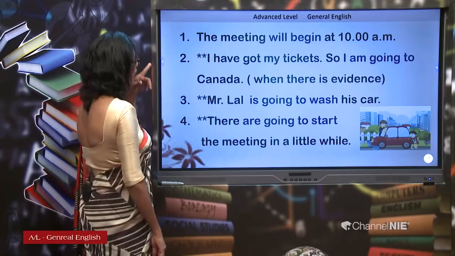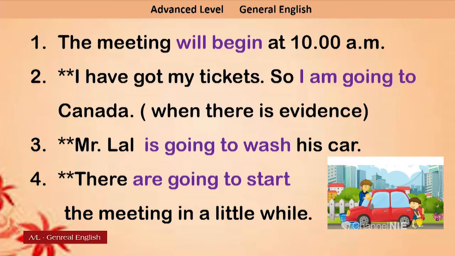The meeting will begin at 10 a.m. Right, so then again, the meeting will begin at 10 a.m. Future tense, will and begin. But look at the next example.